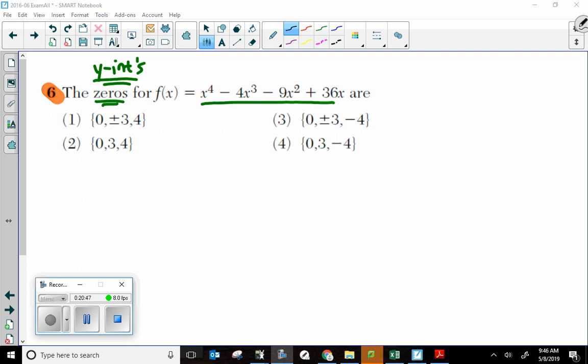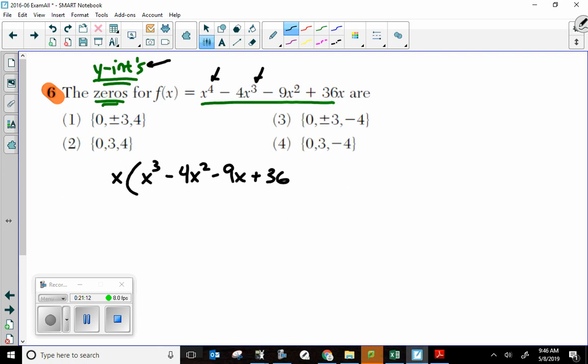If I want to find the zeros, those are the same thing as x-intercepts. They're the same thing as the solutions. I'm just going to solve for x. Going to factor and t-bone. The first thing I notice is every single term has an x. I'm going to factor that out, which means I'd have x cubed minus 4x squared minus 9x plus 36 left. I lost an x from every term because I factored it out.